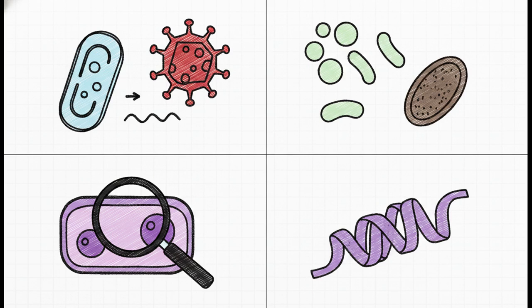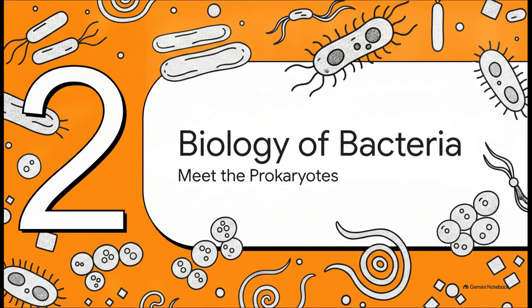We'll also analyze the gram stain process to see what it actually reveals about cell walls. And lastly, we'll define prions based on their unique structural folding propensity. Keep these goals in the back of your mind as we go. Section 2. The biology of bacteria.